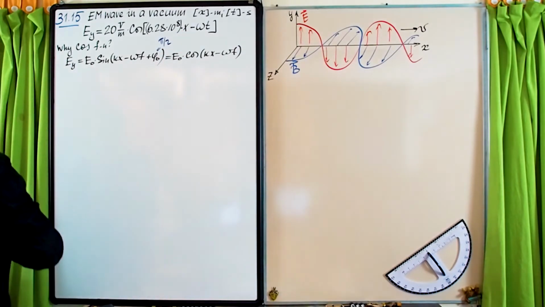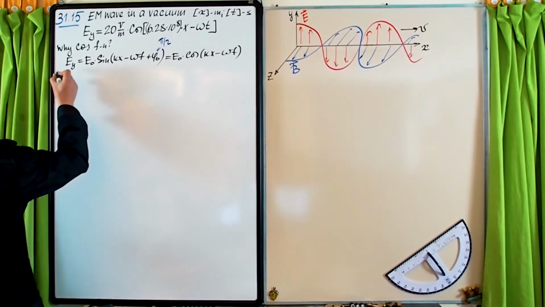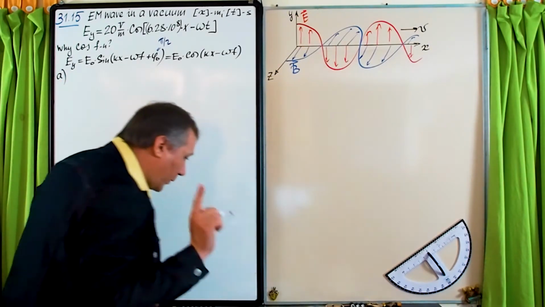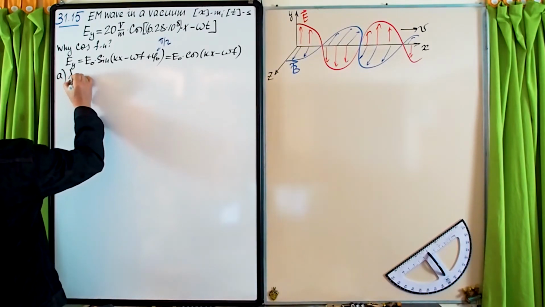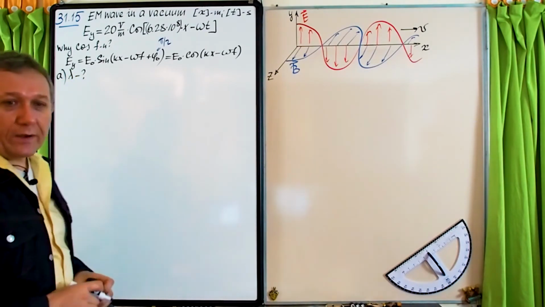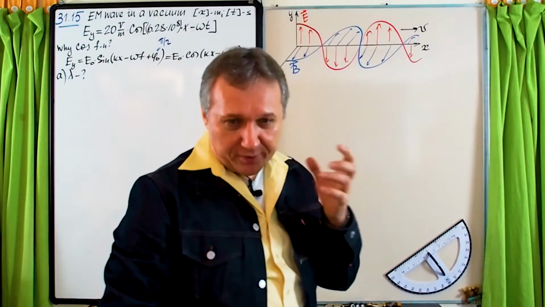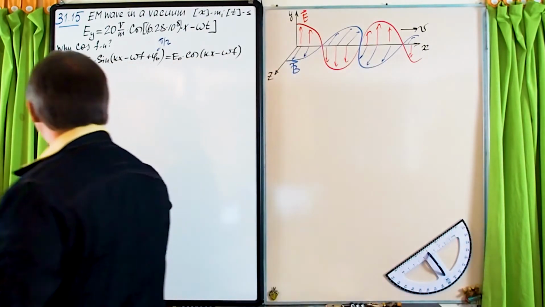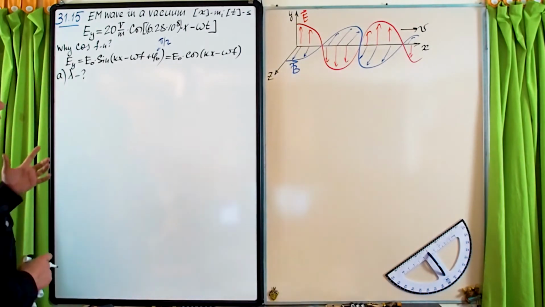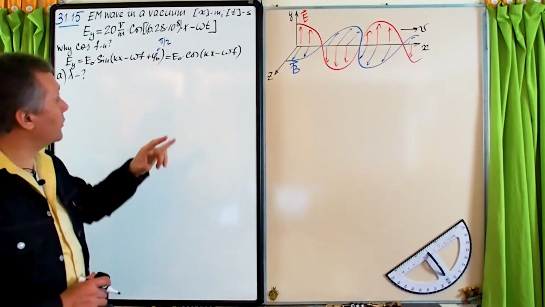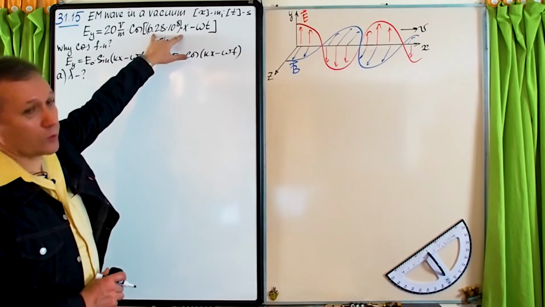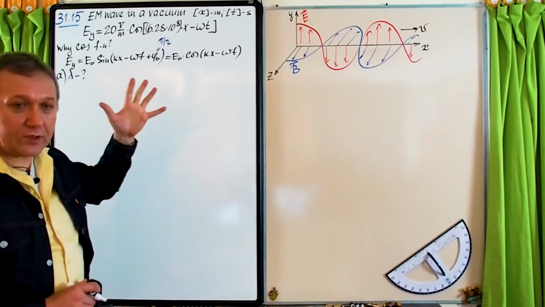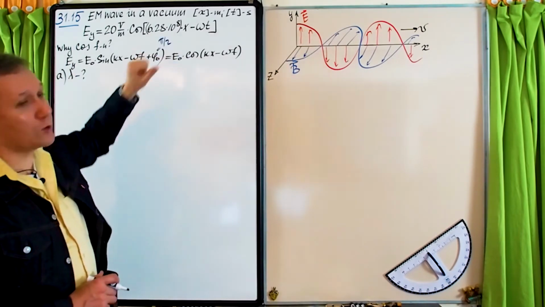Okay, so now let's actually answer the questions. Part A, we need to find what? Wavelength. Wavelength is a spatial periodicity. It's a spatial quantity describing a traveling wave. All spatial information about the wave is hidden in this term, kx. Everything about all spatial parameters we should be able to find from here.